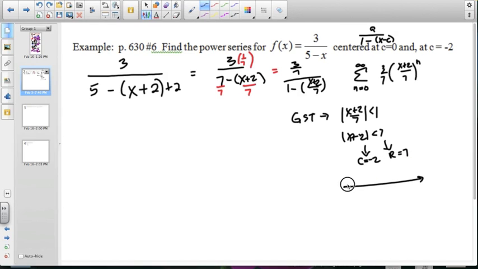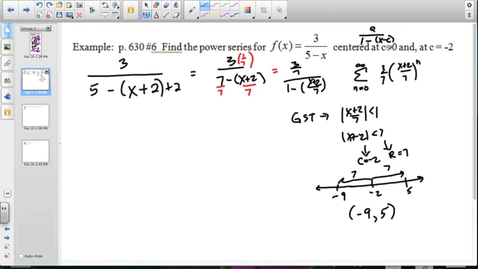So that's going to look like here's our negative 2, and if we have a radius of 7, we're out here at 5. I need to make my number line longer. There we go. We have a radius of 7 that way, we're back here at negative 9. Geometric series never include endpoints. It's the nice thing about geometric power series. So our interval of convergence is from negative 9 to 5.